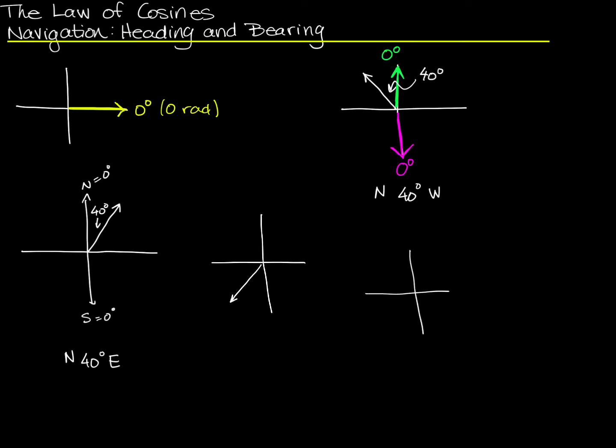So if I'm in quadrant 3 or quadrant 4, I might call this angle south 40 degrees west. And this last one is south 40 degrees east. So this is just a different kind of notation, a different form of recording the angle that you're looking at.